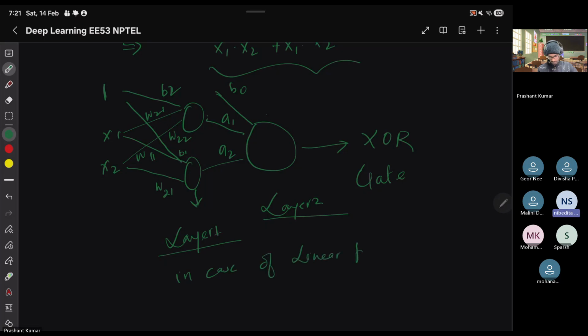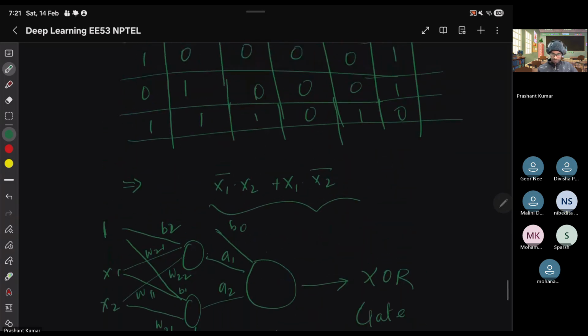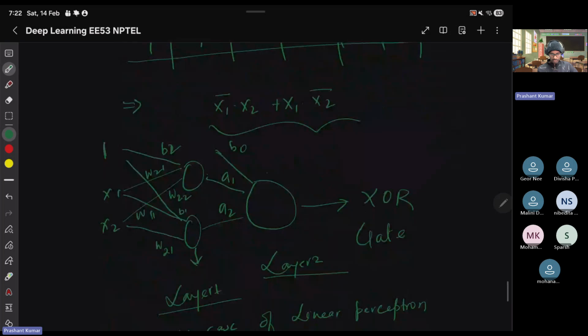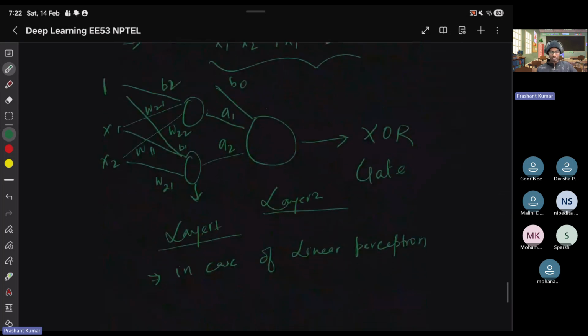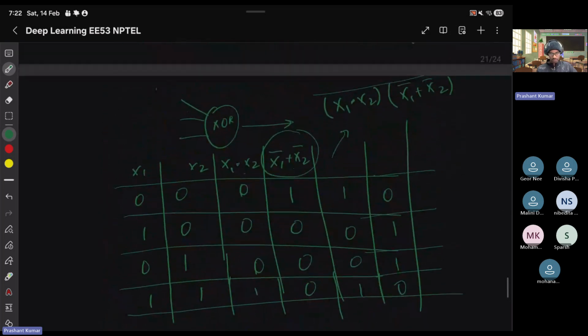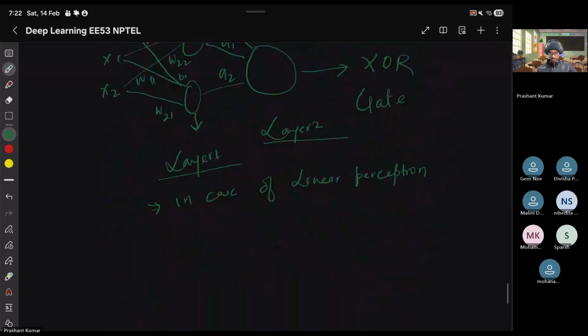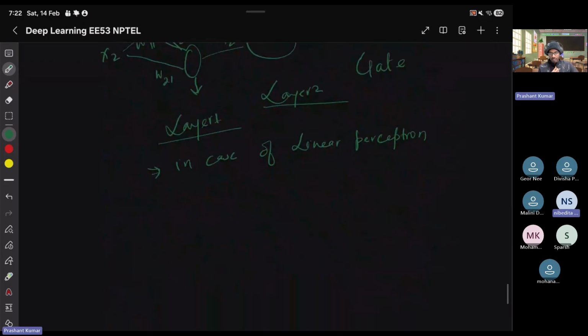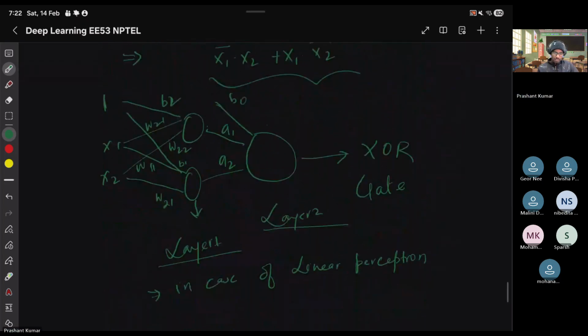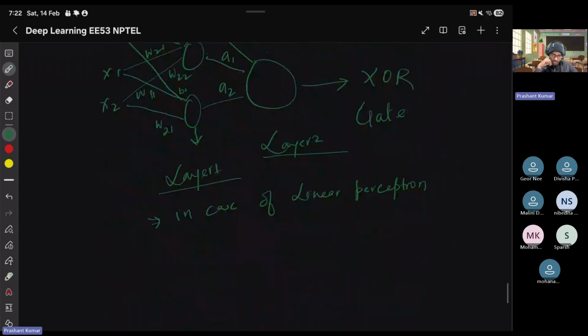How many layers can we add for the specific XOR gate? Minimum two. I think two will be more than enough to create the XOR. Now, this is a simple idea about the perceptron: if you want to create the classification for a nonlinear function, you need to have more than one layer.